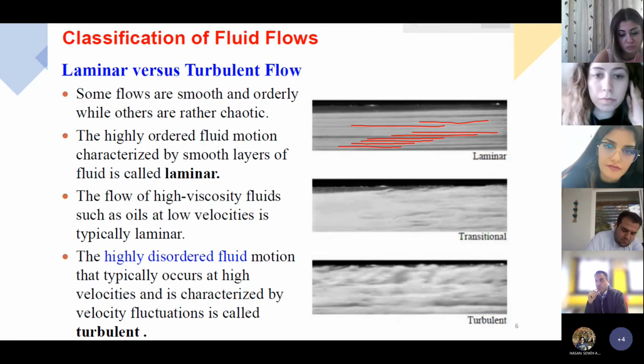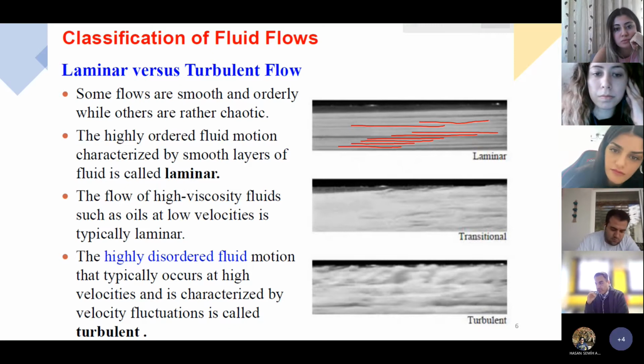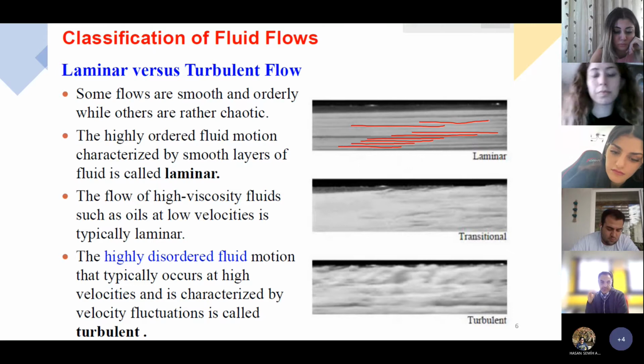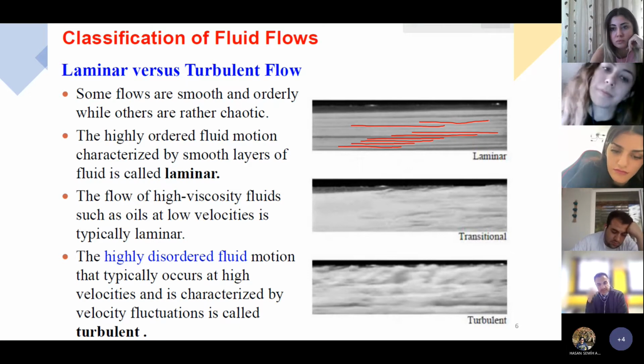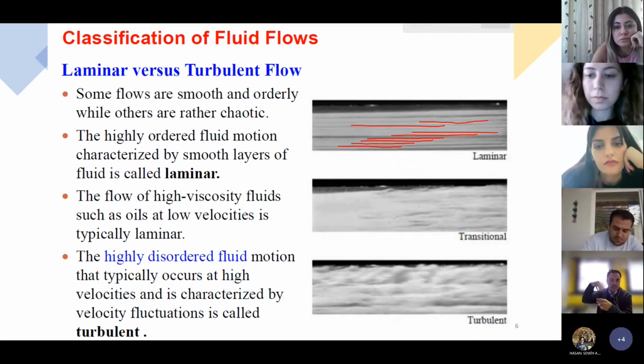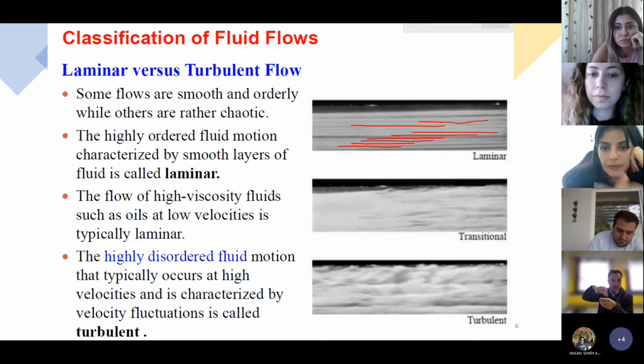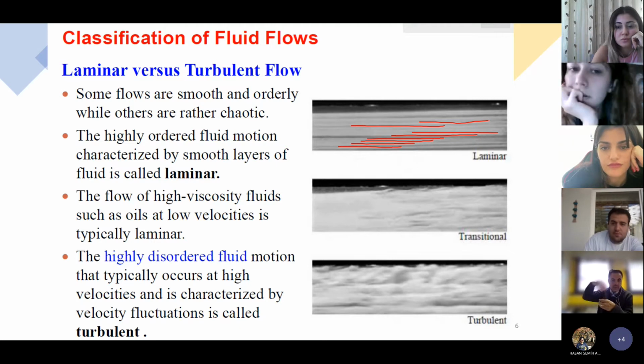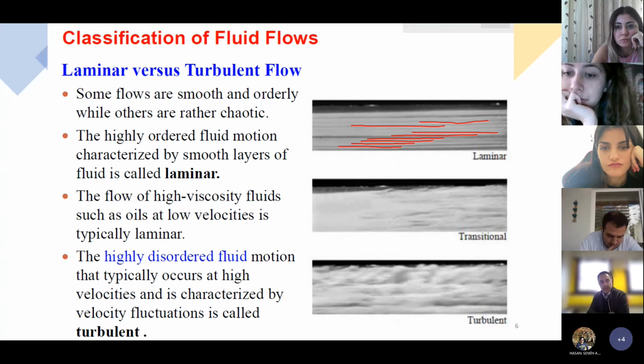Some flows are smooth and orderly, while others are rather chaotic. The highly ordered fluid motion characterized by smooth layers of fluid is called laminar. The flow of high viscosity fluid, such as oils at low velocities, is typically laminar. Okay, so when we see that the thickness is low, for example, oil within the piston of a car, you know, a piston moves upward and downward within a cylinder, yes, and around the piston of a car we have a thick layer of oil, and we can say that the flow of that oil is laminar.